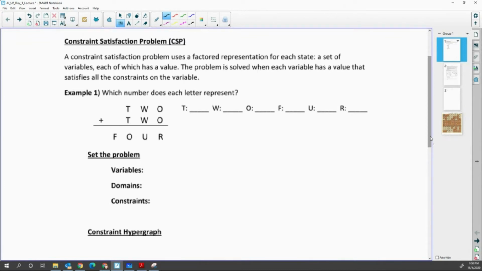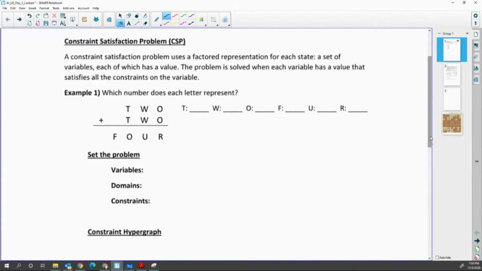Unit 2, we are going to start a new unit. The unit title is Constraint Satisfaction Problem. That means it is like a searching algorithm to find one solution. So we assume there are multiple solutions, but we are going to find a solution by using constraints. So there are some restrictions.